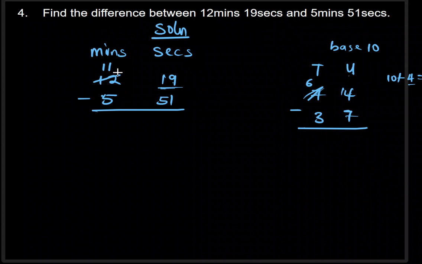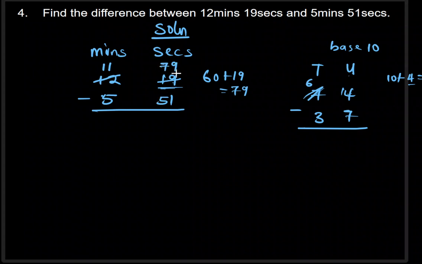So the one you are borrowing from here, when it crosses over to the seconds, is not coming in as 10. Take note, it's coming in as 60, because 1 minute equals 60 seconds. So that one, when it crosses to the unit of 60, will now be 60. And now it will be adding with this 19. 60 plus 19 will give us 79. So we will not be having 19 again, we will be having 79.